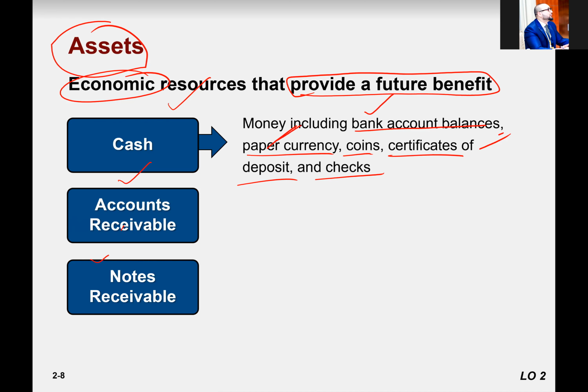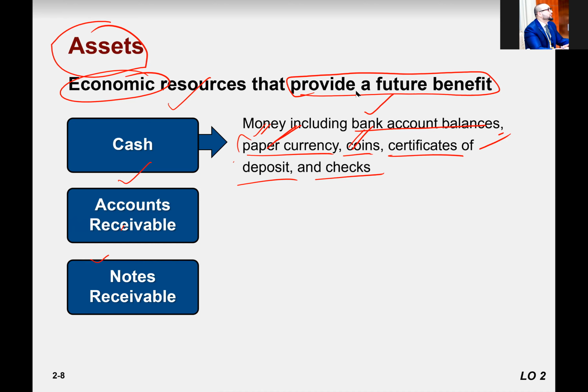Paper currency that you keep in your business drawers or vaults for petty cash, for petty day-to-day expenses, like payment for water, some drinks, coffee, this kind of stuff. So you keep some paper money, and that is also cash. Coins are also cash.